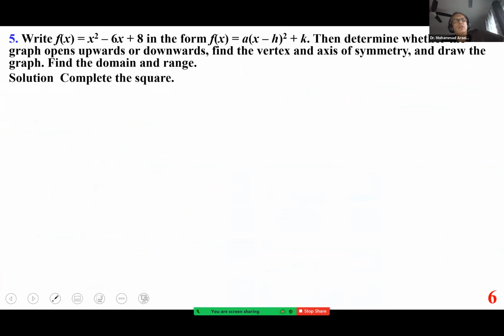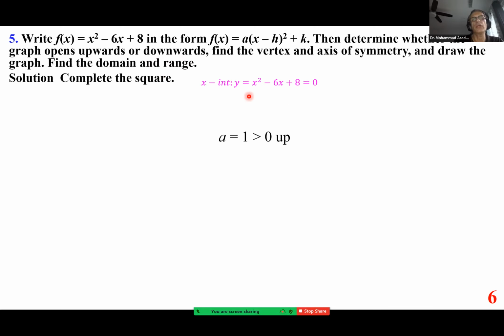Write f of x equals x squared minus 6x plus 8 in the form of f of x equals a times x minus h quantity squared plus k. Then determine whether the graph opens up or down, find the vertex, axis of symmetry, and draw the graph, find the domain and range. And we are going to go again by completing the square. Needless to say, you don't have to do that. I can't emphasize this enough unless they ask you. So with that being the case, clearly a is 1 and it opens up.